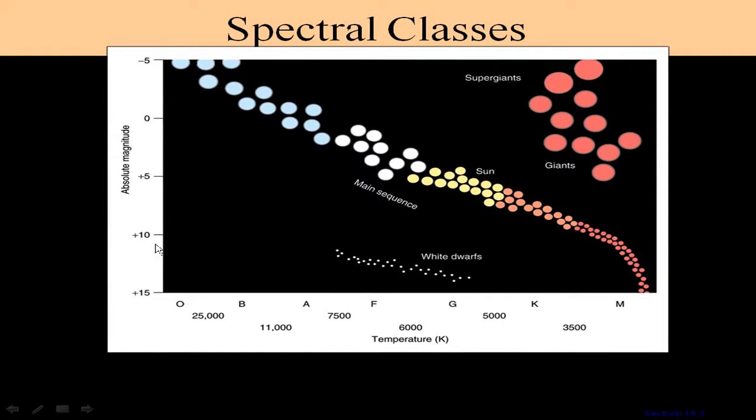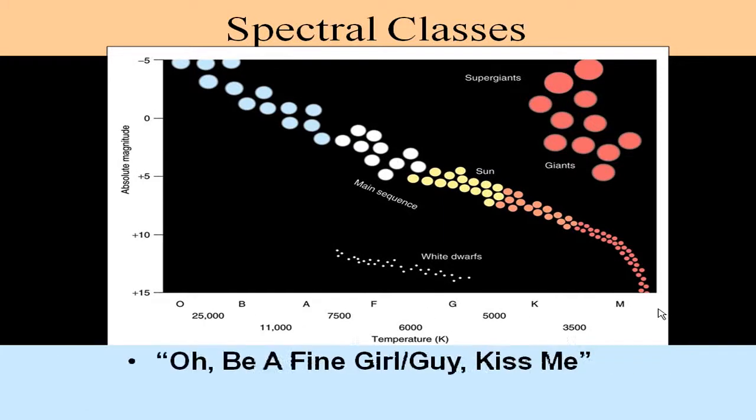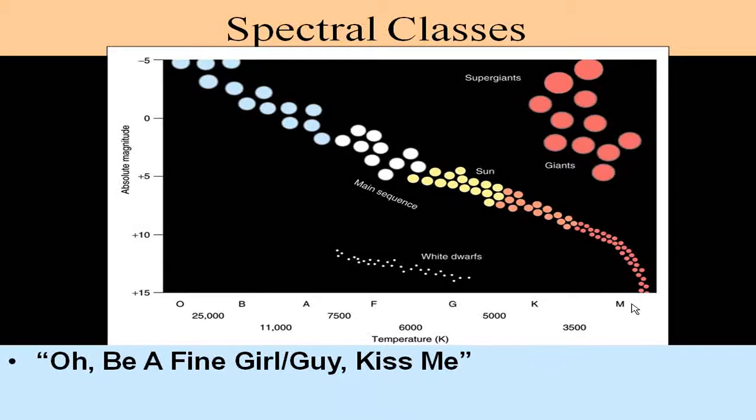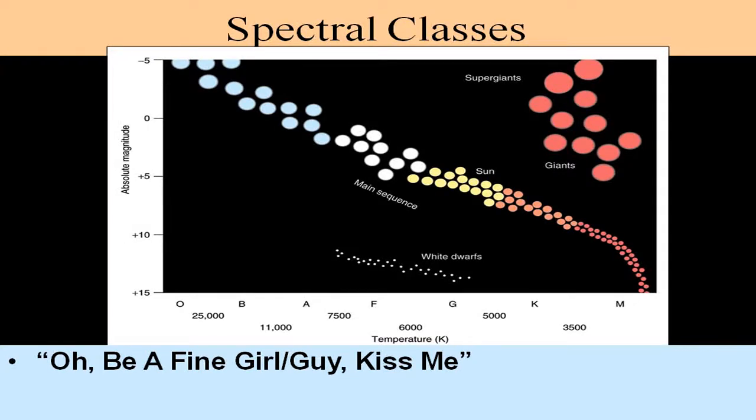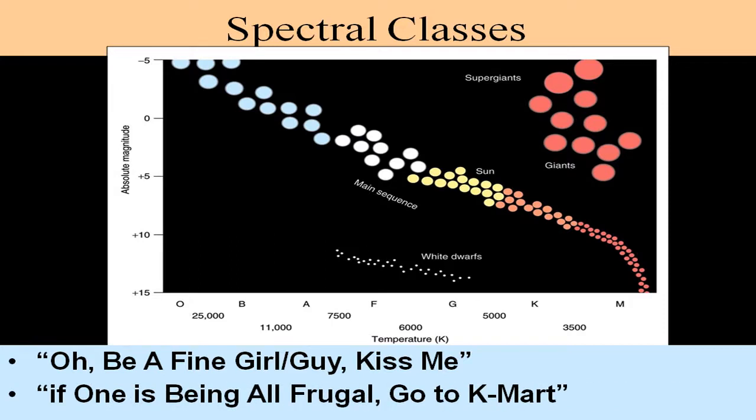So here is our H-R diagram. Absolute magnitude or luminosity on the vertical axis, going to higher brightness, up to negative magnitude, and then higher temperature to lower temperature, also designated by spectral class, OBAFGKM. Oh, be a fine girl or guy, kiss me. Or my own mnemonic for you, memory device, is if one is being all frugal, go to Kmart. Works for me.